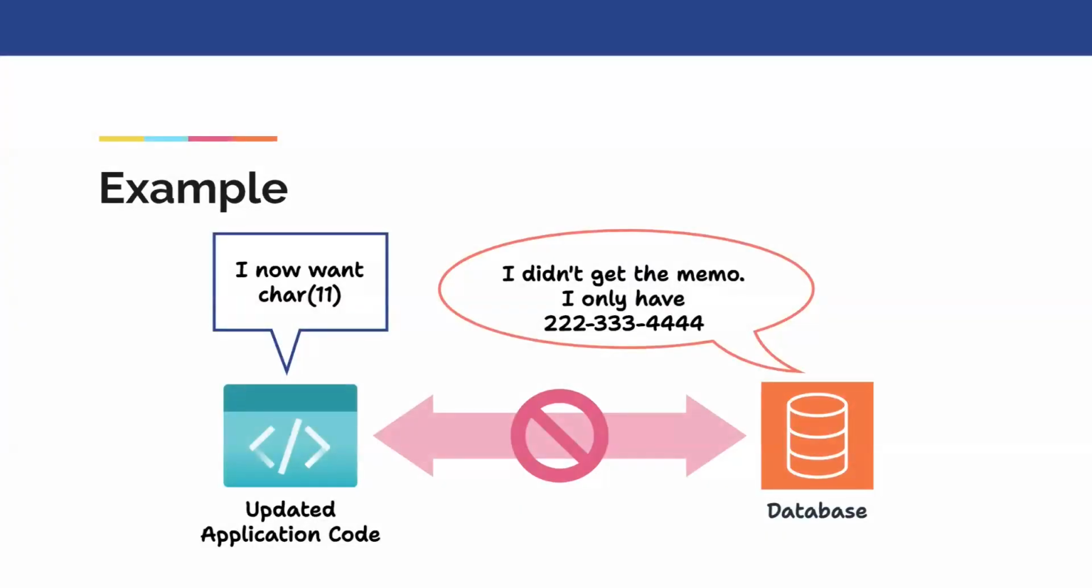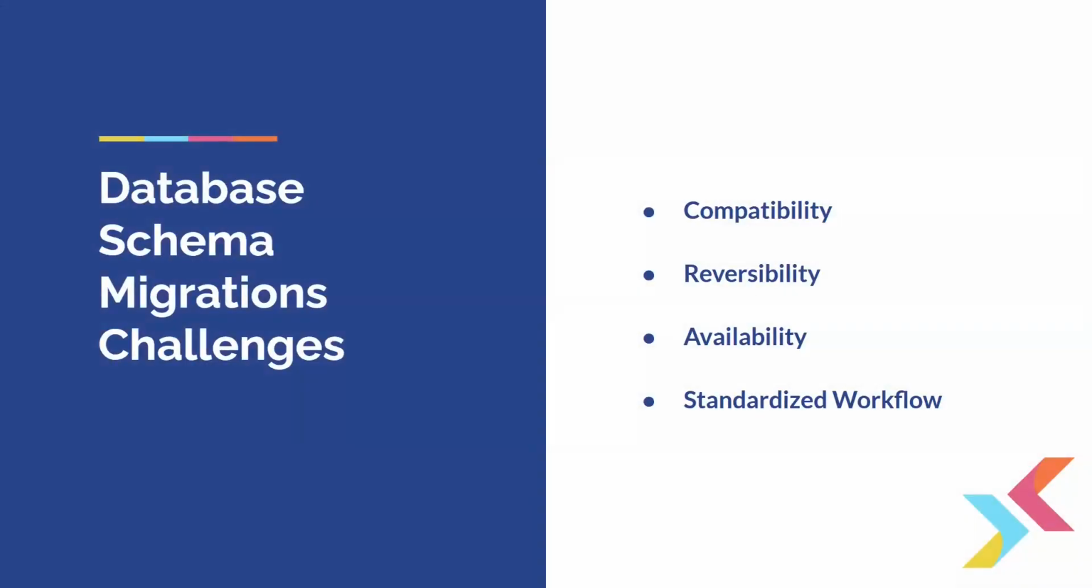A different approach might be to update the application code first and then the database. So we would change the application to expect a string with a country code, but then the problem is now that the database hasn't been updated yet to store char11 phone numbers, and again fails to meet the app's expectations, potentially causing downtime. Now that we've gone over the example, what are some of the challenges we're seeing?